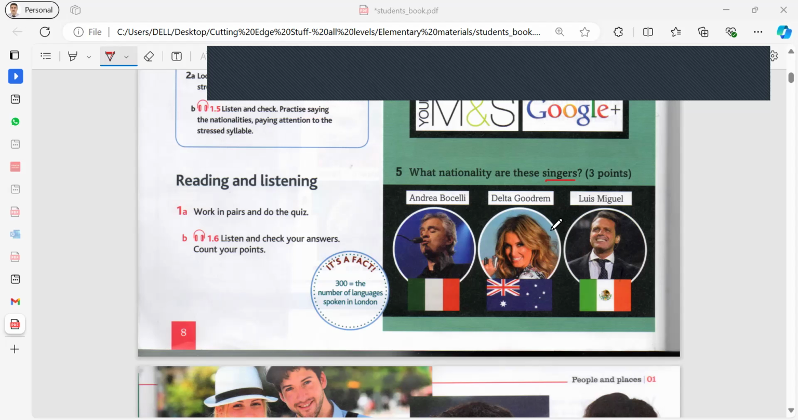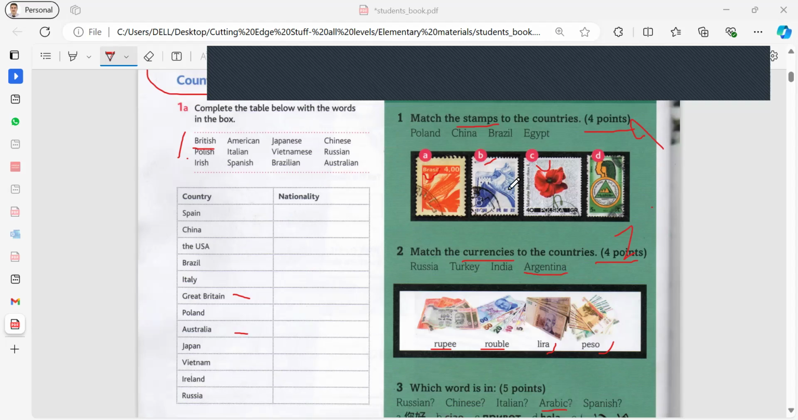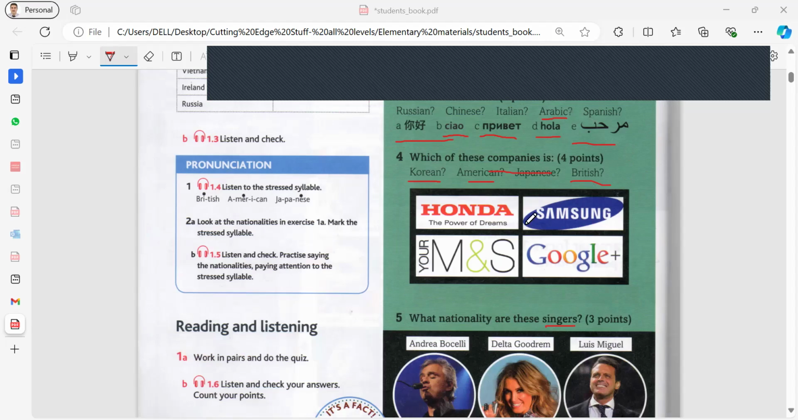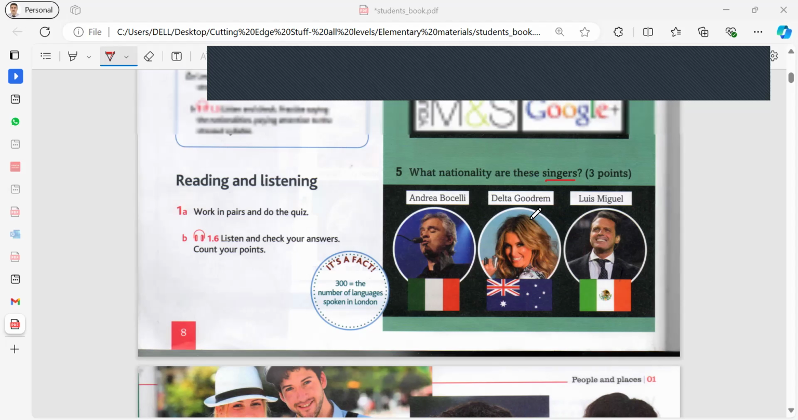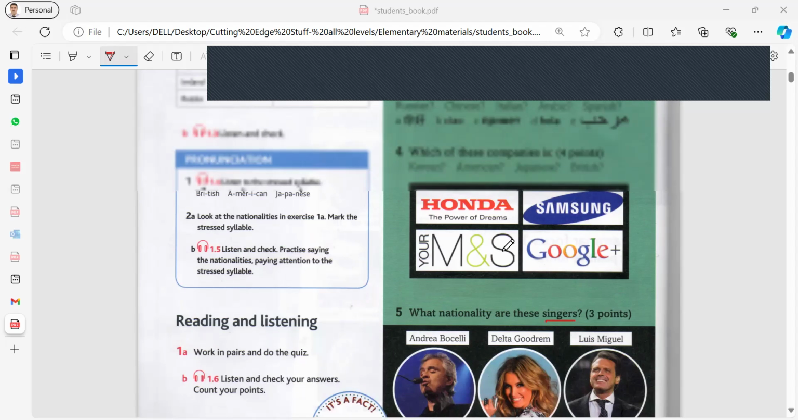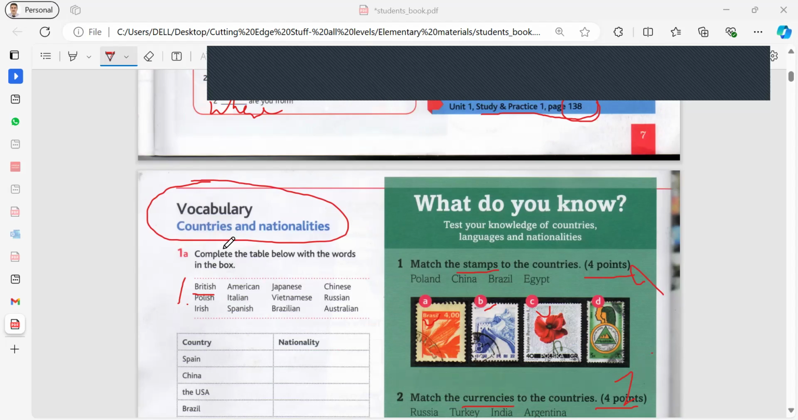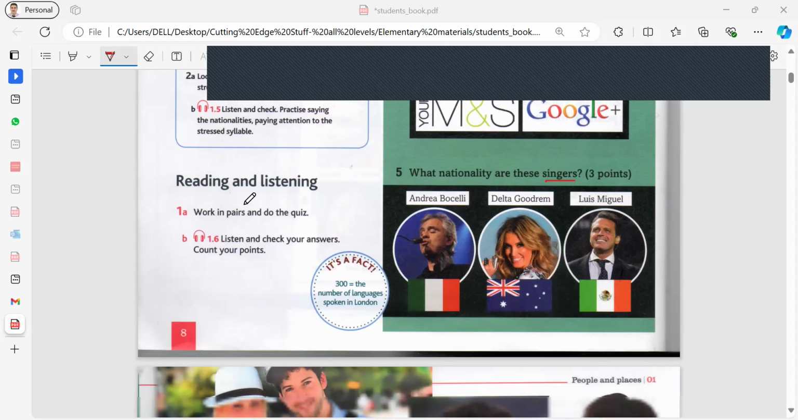Okay, yes. Which means you have a strong general knowledge. This is great. Means what? You are a good reader. You have a lot of knowledge about different companies, different currencies, different nationalities and languages around the world. This is great. Okay?